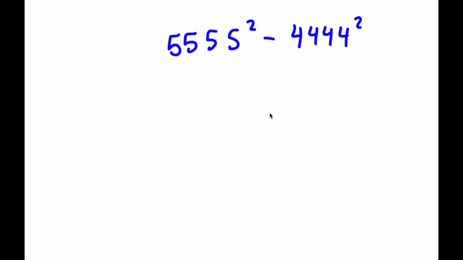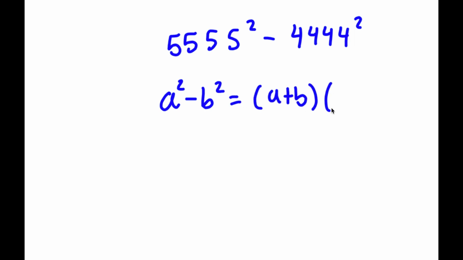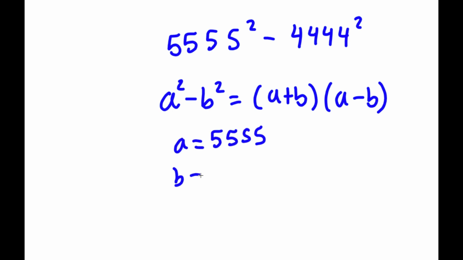Alright, so in this problem, I have 5,555 squared minus 4,444 squared. To start, if I have something in the form a squared minus b squared, this is equal to (a plus b) times (a minus b). So if you notice over here, this is in the form a squared minus b squared, because a in this case is 5,555 and b is 4,444.